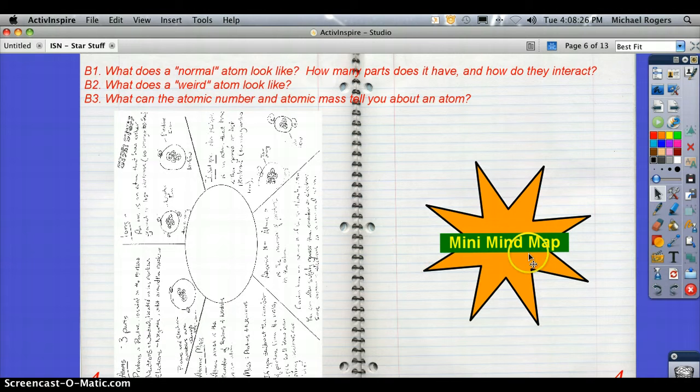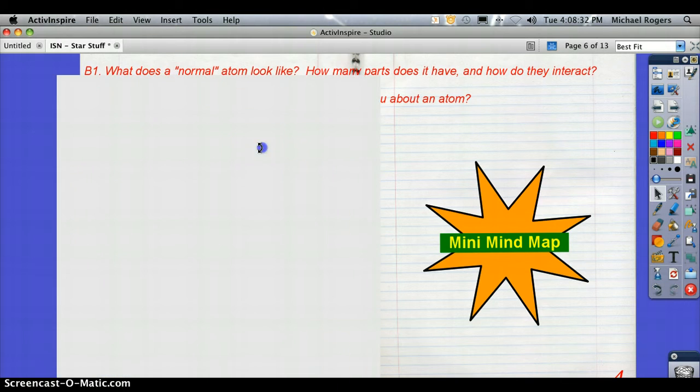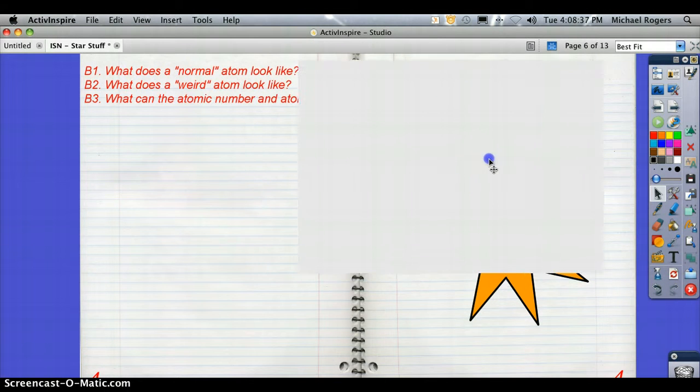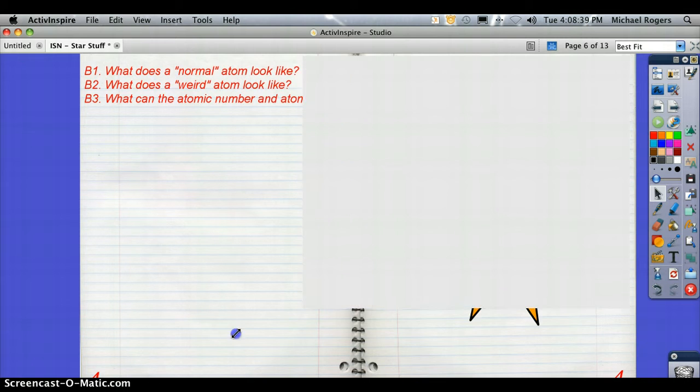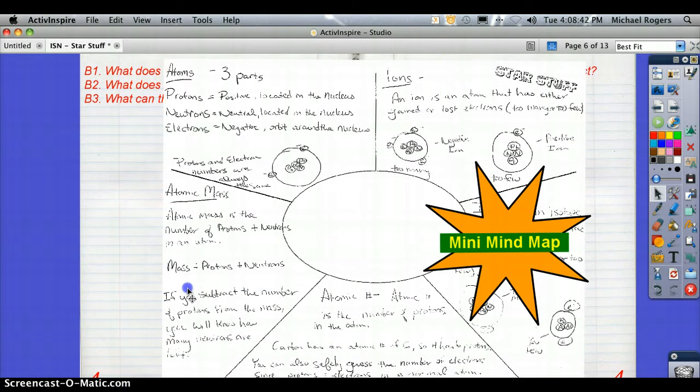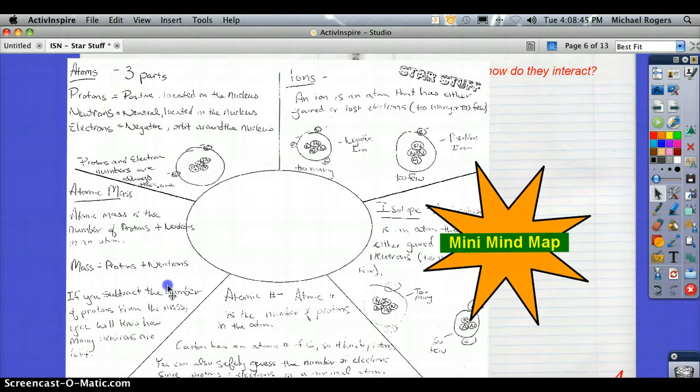I would recommend a mini mind map to help you piece together all the parts of an atom. I don't know if I can do this justice here, but if I turn this around and make this a little bigger, maybe we can see some of this right here. You can also come in and see me, and we can talk a little bit more about this if you don't have these notes.